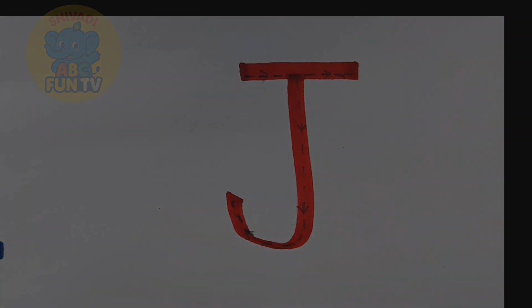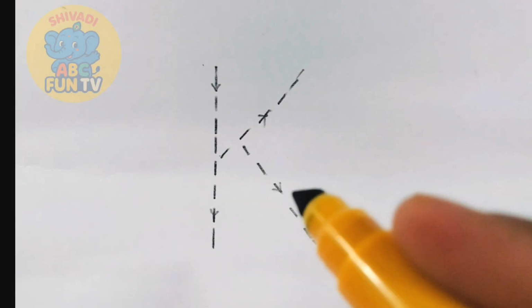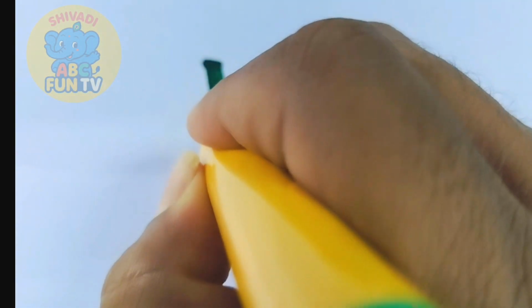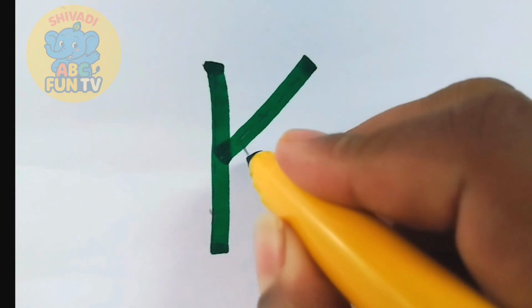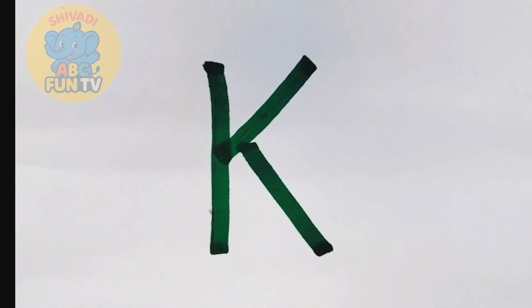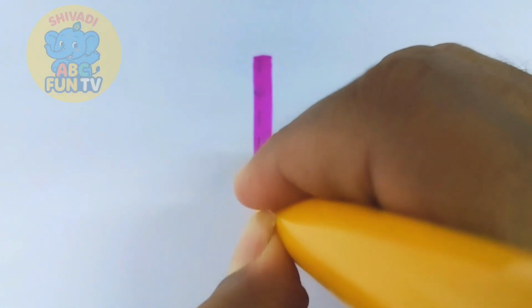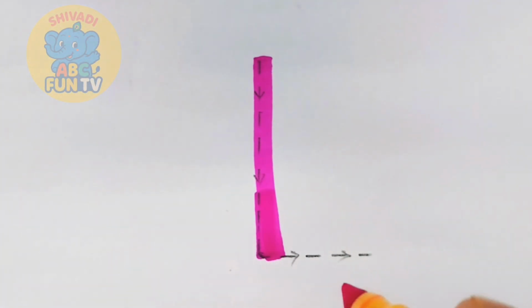K. Pull down, slide up, and then slide down. That's K. L. Pull down, across at the bottom.